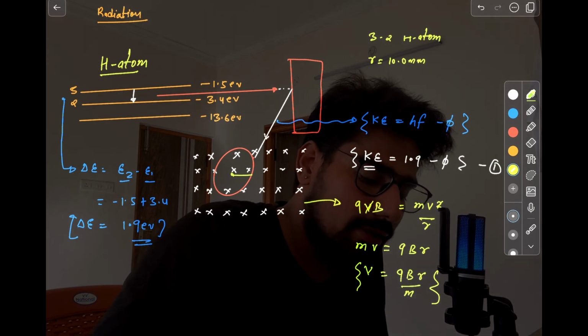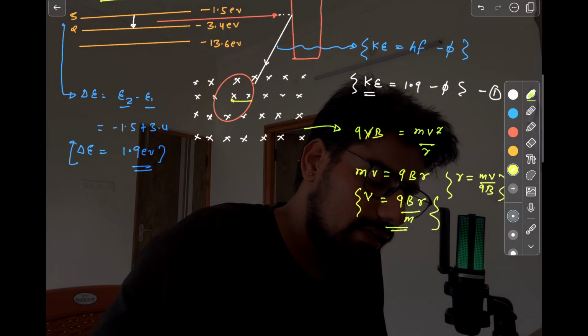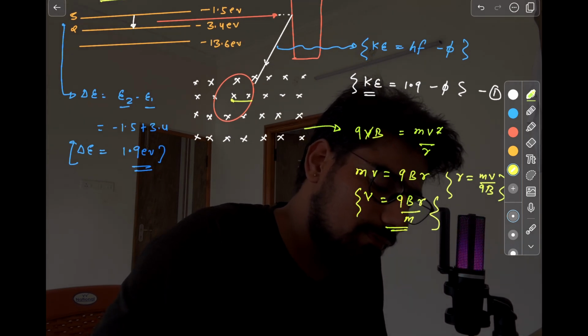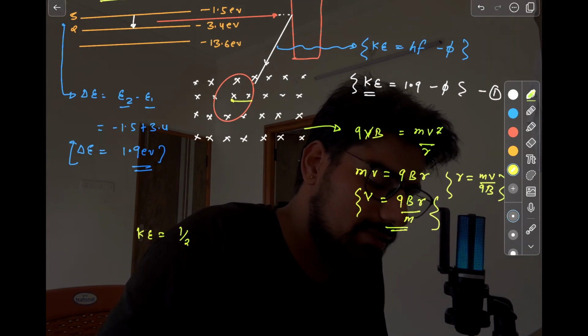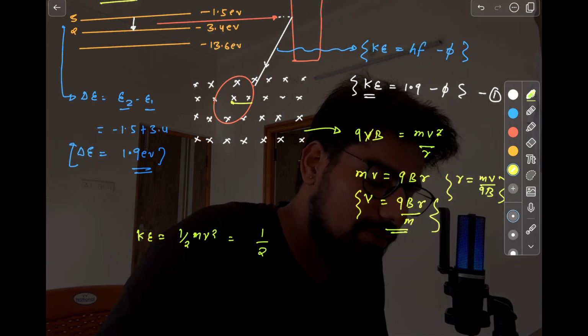Or if you would have memorized this formula, r equals mv divided by qB, then you can directly apply that, right? Okay, so now we can find out the kinetic energy. So the kinetic energy of the particle would be half mv square, where m is the mass of this particle, and here it is an electron, so that will be the mass of electron. So half m and v square becomes q square B square r square divided by m square.